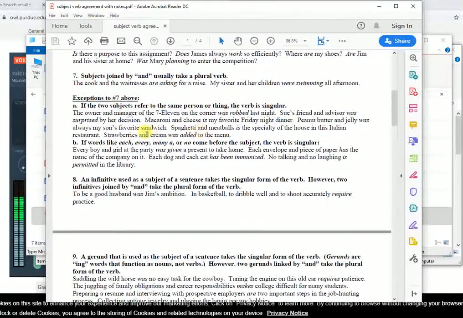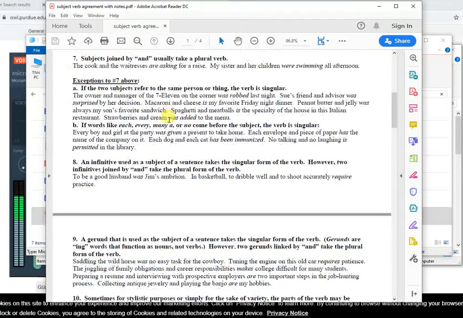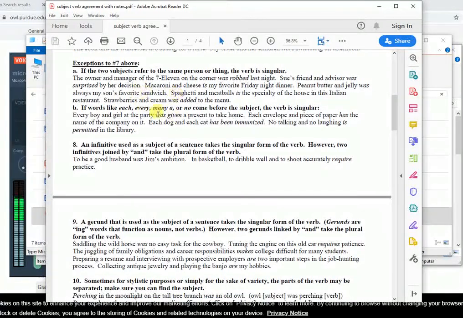Okay, they've got some exceptions here, and the most common exceptions are dishes, or in other words, meals. Macaroni and cheese is my favorite dinner. They're considered one dish. Peanut butter and jelly was my son's favorite sandwich. Spaghetti and meatballs is a specialty of the house. Strawberries and cream was added to the menu. One menu item.